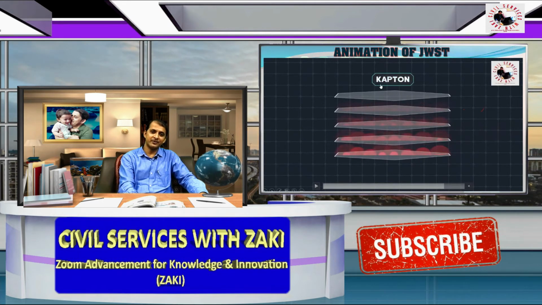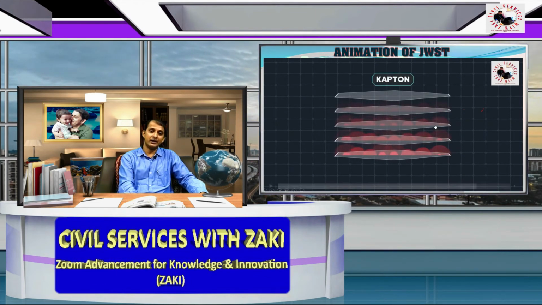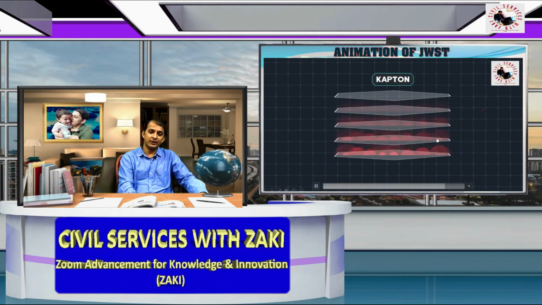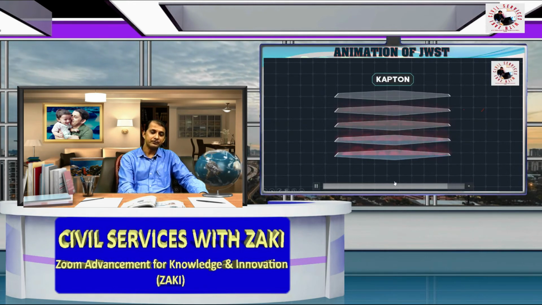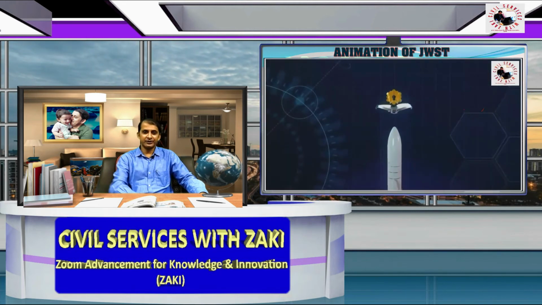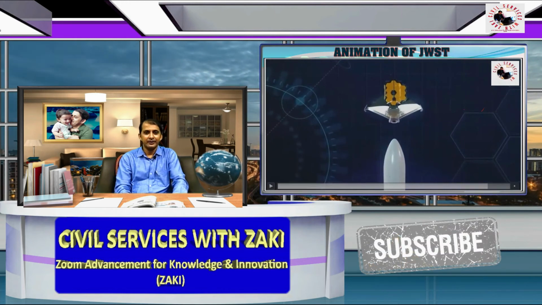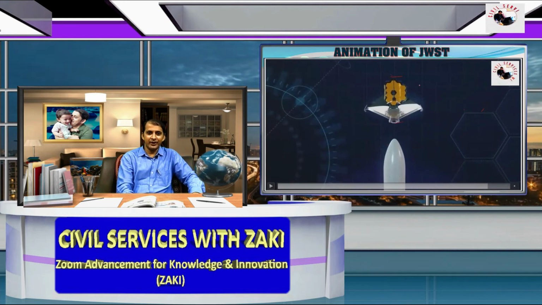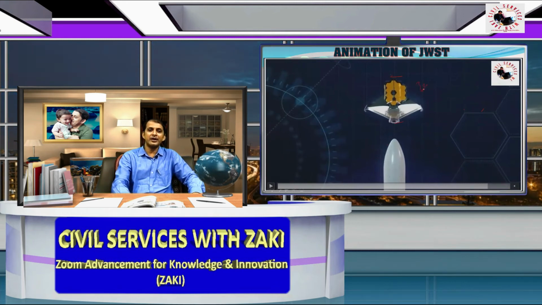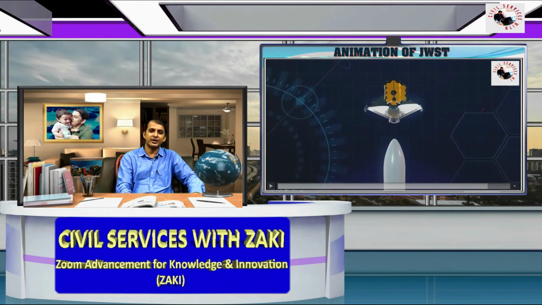So this material is made from Kapton, which means it sustains very high heat. If we see here, that's all, it is your James Webb. It is so big. The length from here to here is the size of a 3-story building, and it's also tennis court size.